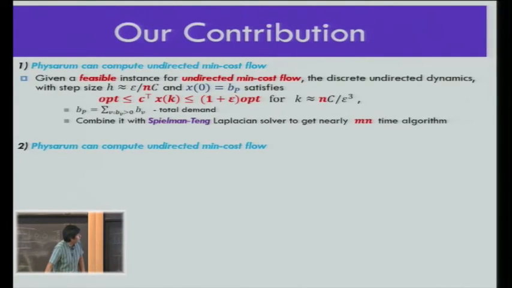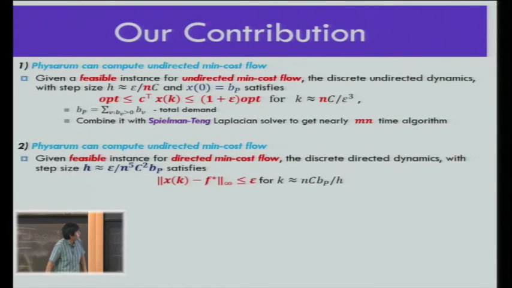So what about directed flows? And obviously this is a typo. The Physarum can also compute directed min cost flow. Sorry about this, this is just cut and paste, I believe. Going to the directed min cost flow instances and running the directed discrete dynamics, we can again come very close to the optimal solution with a worse step size. However, it is still polynomial in the sense we described before.